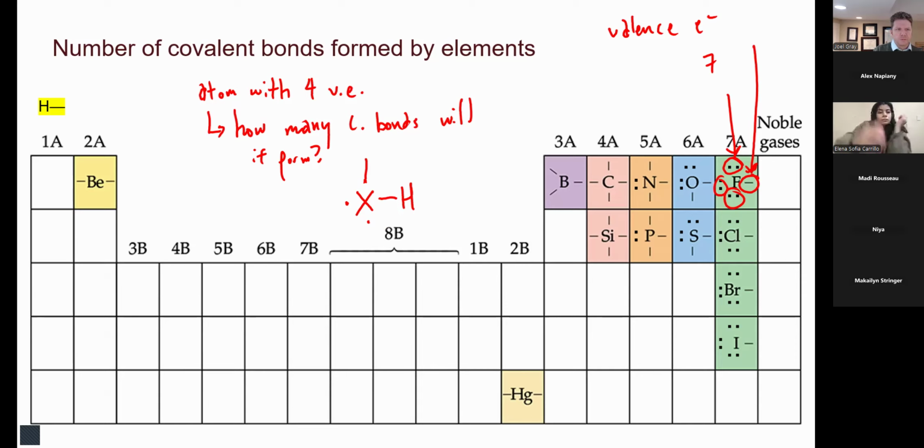But if we had another hydrogen, that's looking good. That's looking good. This is looking good. So if something brings four valence electrons, it's going to want to form four bonds. Does that make sense? Give me a yes or no in the chat. Okay.